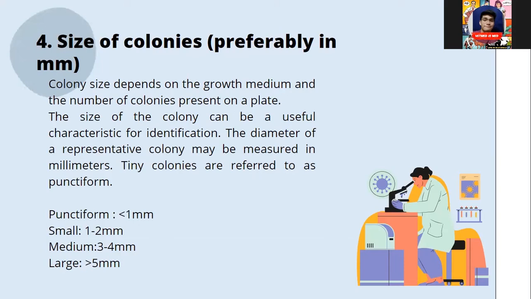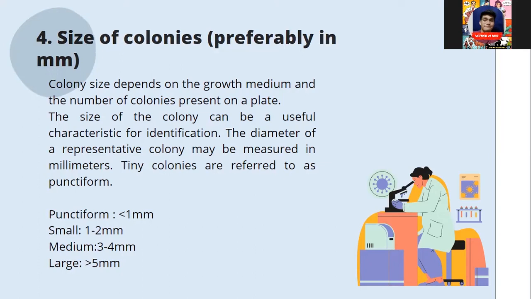The diameter of a representative colony may be measured in millimeters. Tiny colonies are referred to as punctiform. Punctiform is less than 1 millimeter, small is 1 to 2 millimeters, medium is 3 to 4 millimeters, and large is 5 millimeters. Now, take note that colonies larger than 5 millimeters are likely to be motile organisms.